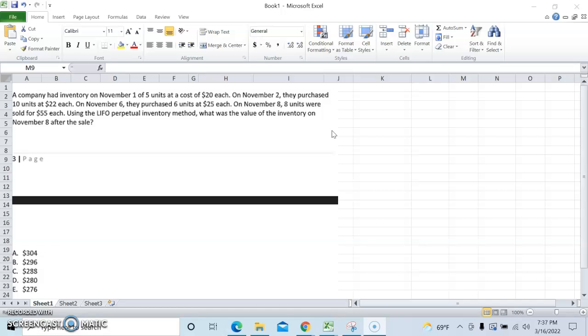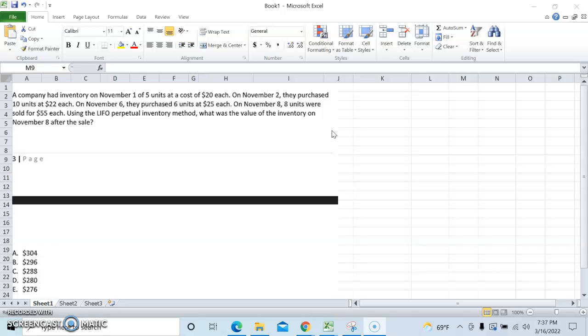So a company had inventory on November 1st of 5 units at a cost of $20 each. On November 2nd, they purchased 10 units at $22 each. On November 6th, they purchased 6 units at $25 each. On November 8th, eight units were sold for $55 each. Using the LIFO Perpetual inventory method, what was the value of the inventory on November 8th after the sale?